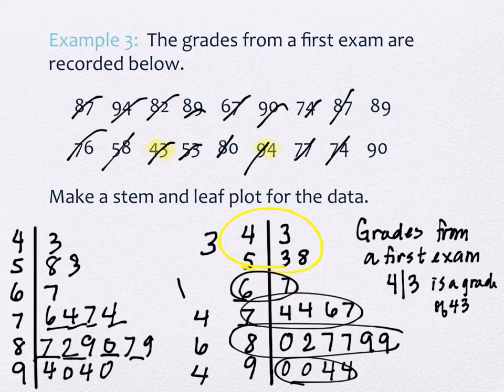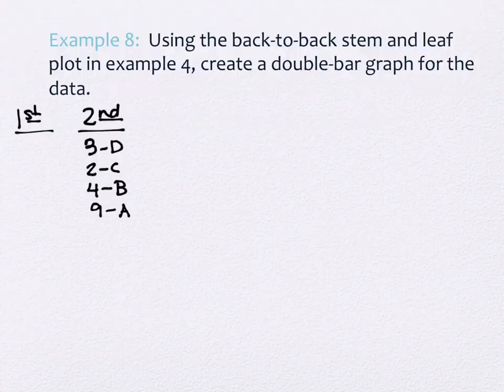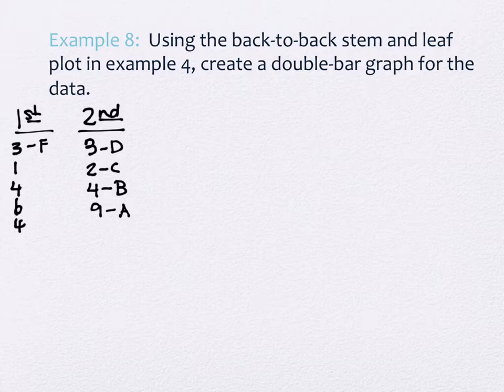So we're going to just list those. We could make a grouped frequency table with those the same way. That's not being requested of us, so we're just going to list them. So I have 3, 1, 4, 6, 4. And those are F's, D's, C's, B's, and A's. And again, I'm going from lowest to highest in terms of the grade. You could go from highest to lowest. Kind of depends on the image you're wanting to create.